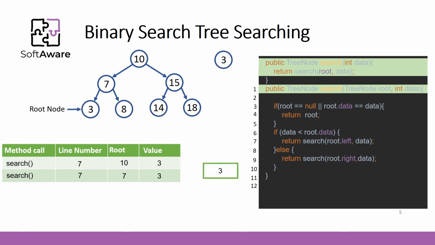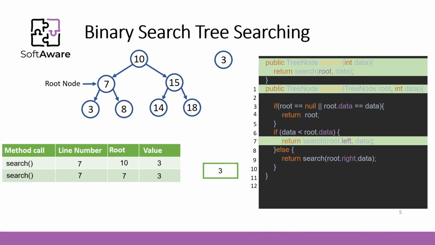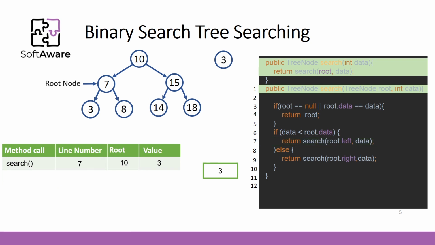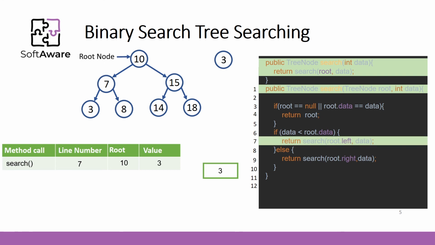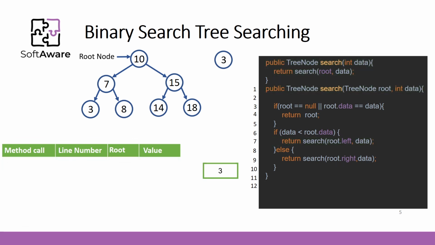As we return from our current method call, the system will go to the previous method call. At the previous method call, we left at line number 7. As the if statement was true at this line and we have executed it, the system will skip the else statement and get the previous method call with assigned values. At this method call, we left at line number 7. So same as the previous method call, we skip the else statement with assigned values where root is 10.